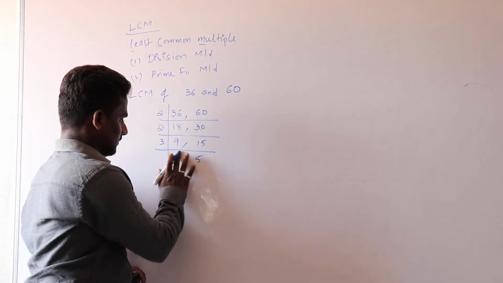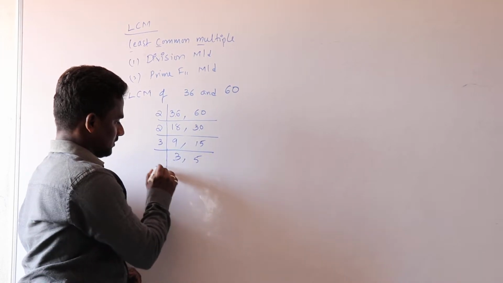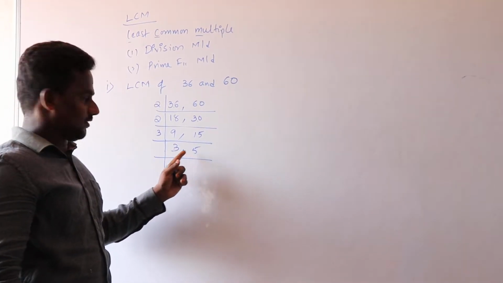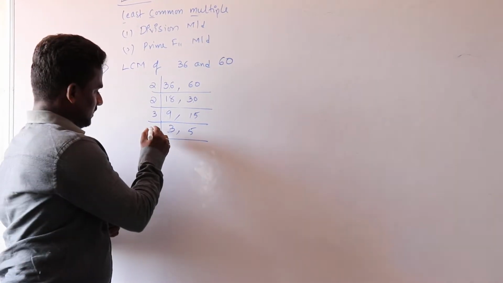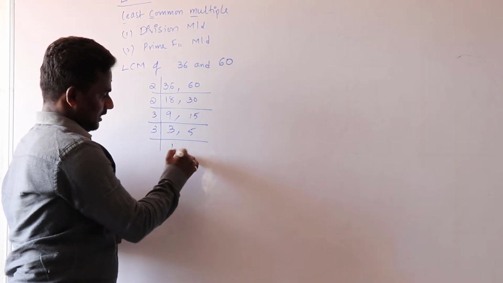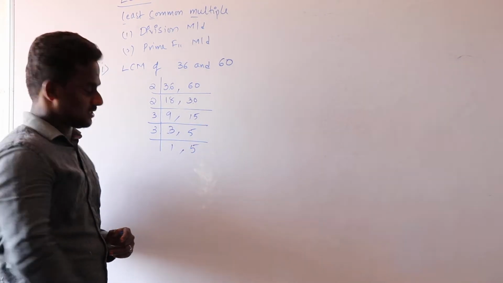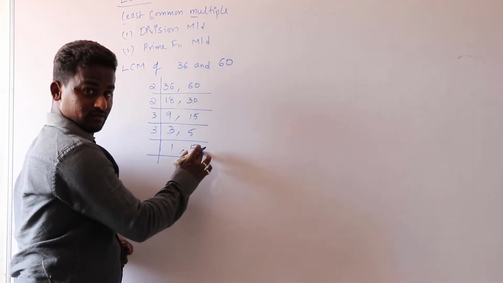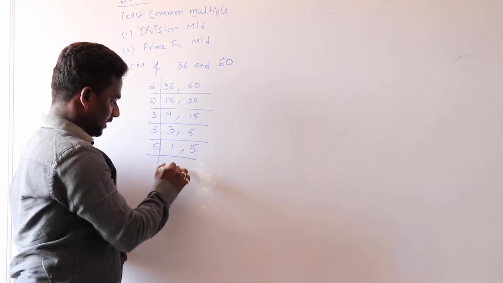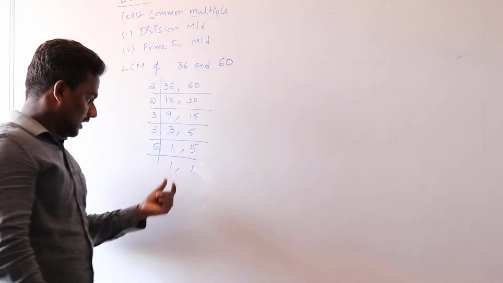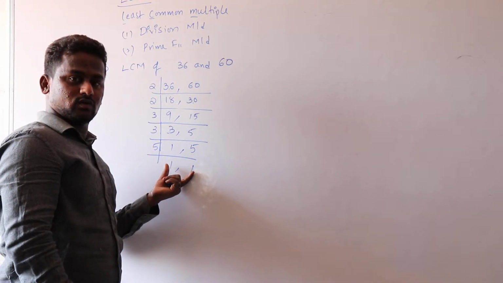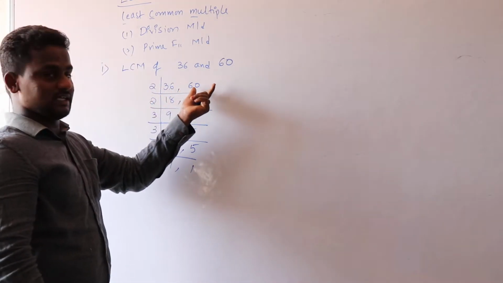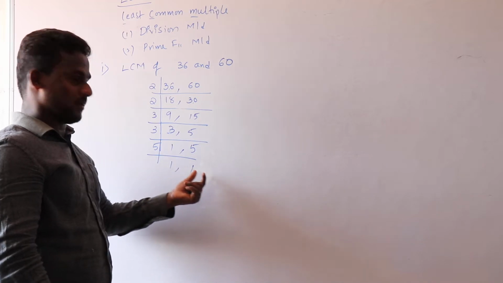Next, 3 and 5 are both prime numbers, so I have to divide with prime numbers only. 3 ones are 3, and 5 is not divisible, so I write it as it is. Similarly, 5 is a prime number, so I divide by 5. At last we get 1 as the numbers. It means till here we have to do the sum.